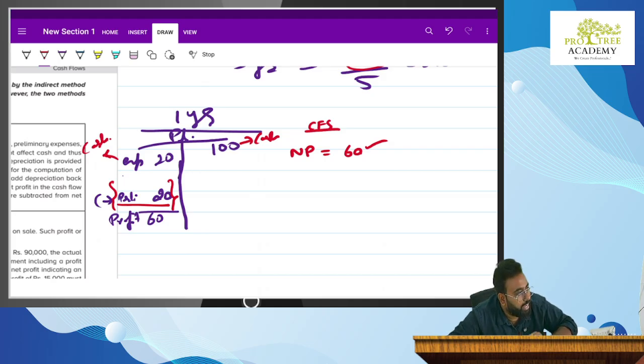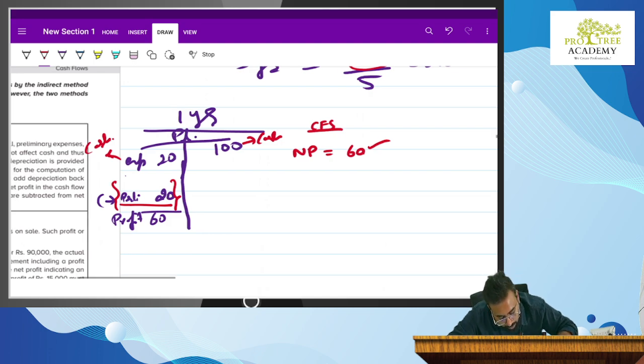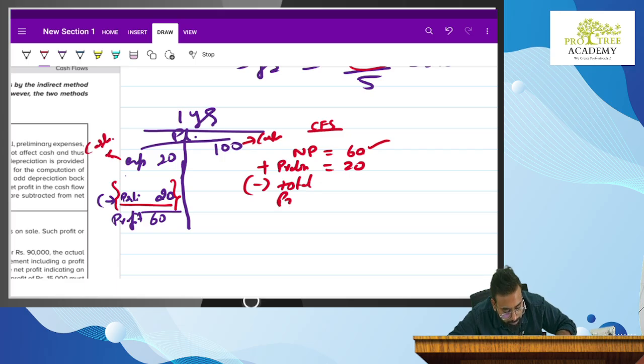Yes or no, sir? The cash outflow is in this year only, no? The entire 100. But we are writing it to P&L on accrual basis. But the actual cash outflow is when? In year 1 only. So, in other words, what you can do is add back preliminary expenses of 20, and reduce total preliminary expenses of 100.